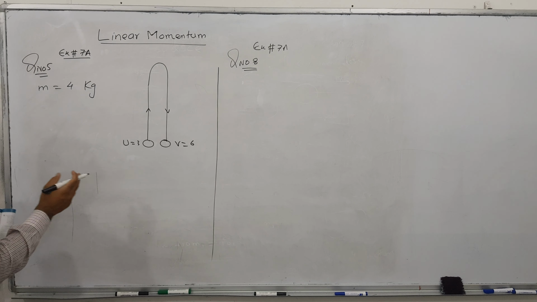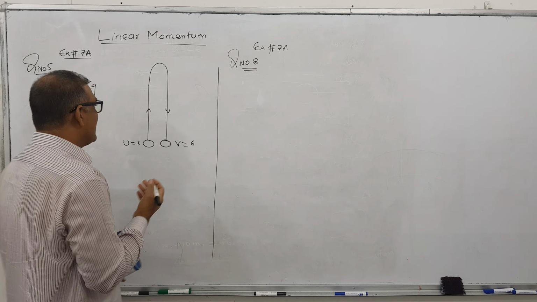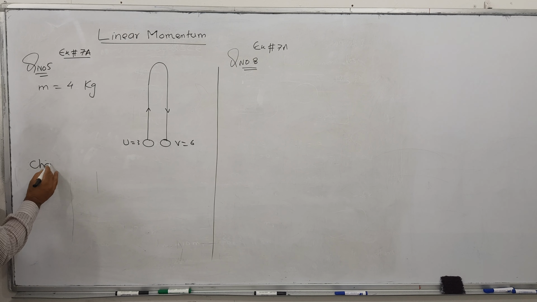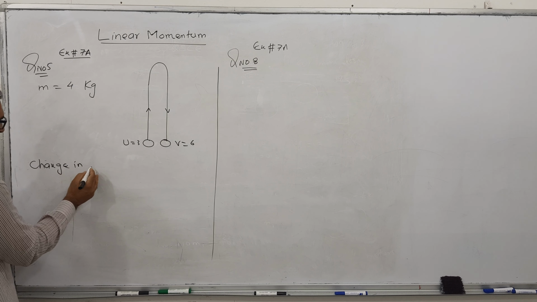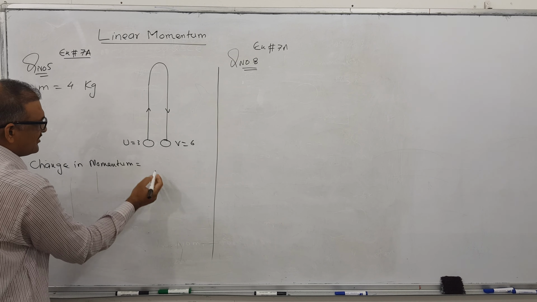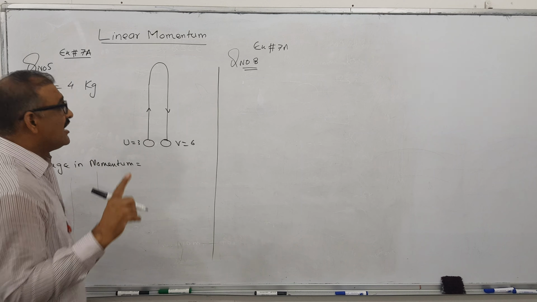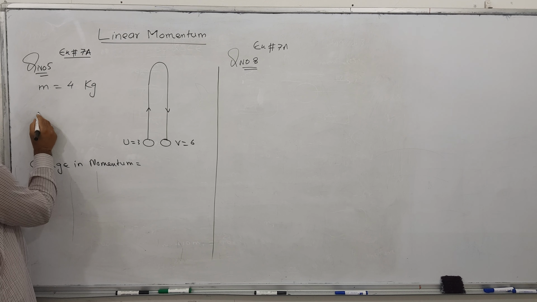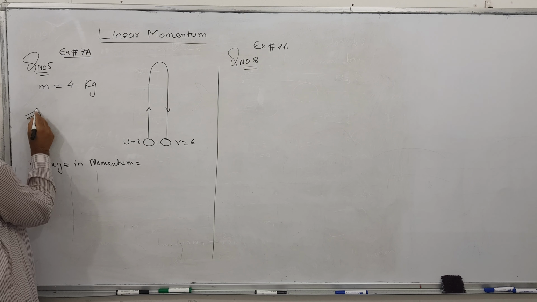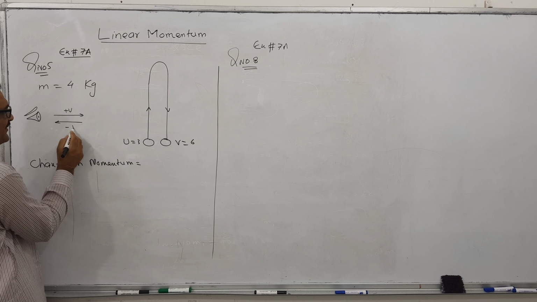What is the basic formula of momentum? It is mass times velocity. All of you are familiar with the basic idea. So how do we find change in momentum? Before that, a very important thing I want to discuss with you: when the particle is going away from the observer, the speed is positive, and coming backwards, the speed is negative.